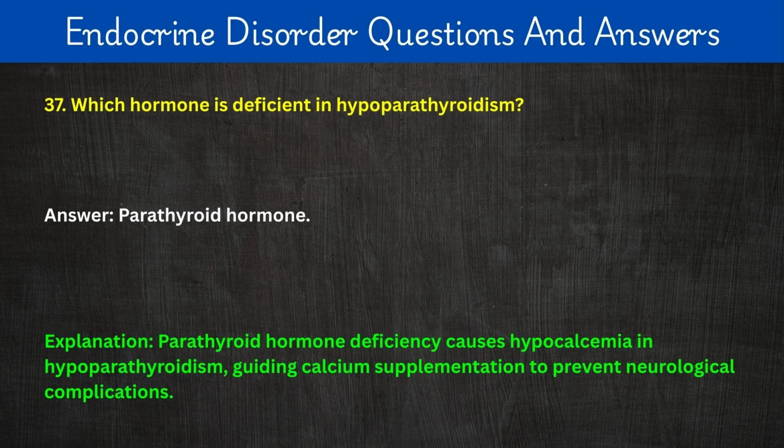37. Which hormone is deficient in hypoparathyroidism? Answer: parathyroid hormone. Explanation: parathyroid hormone deficiency causes hypocalcemia in hypoparathyroidism, guiding calcium supplementation to prevent neurological complications.